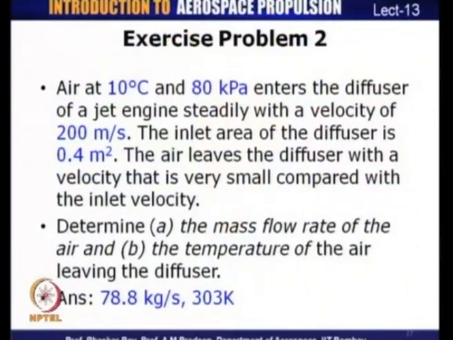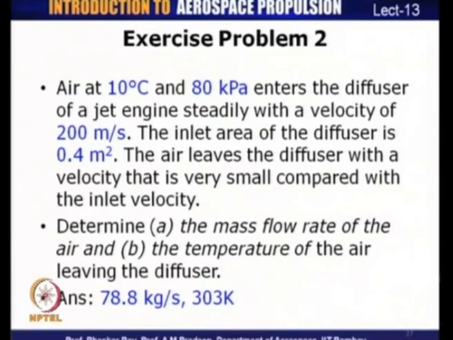The second exercise problem is on a diffuser. It is again a steady flow process. Air at 10 degrees Celsius and 80 kilopascal enters the diffuser of a jet engine steadily with a velocity of 200 meters per second. Inlet area of the diffuser is 4 meters square. Air leaves the diffuser with a velocity that is very small compared with the inlet velocity. Determine part A, mass flow rate of air, and part B, temperature of the air leaving the diffuser.